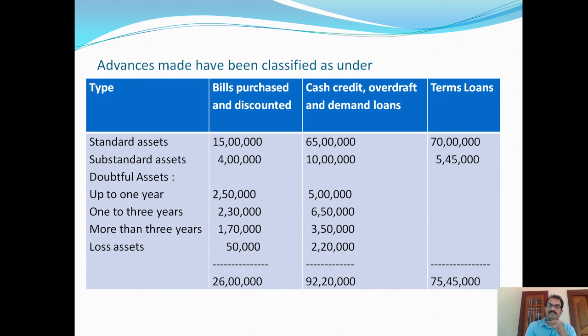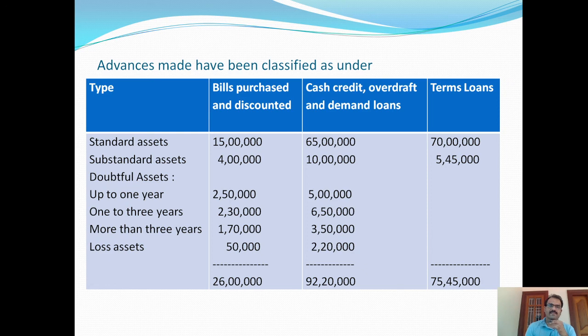Then substandard assets: bills purchased 4 lakh, cash credit, overdraft, demand loans 10 lakhs, term loans 5 lakh 45,000. And we can also find out the total of this: 10 lakhs plus 4 lakhs plus 5 lakh 45,000 is equal to 19 lakh 45,000.